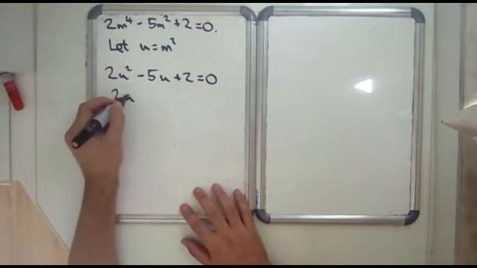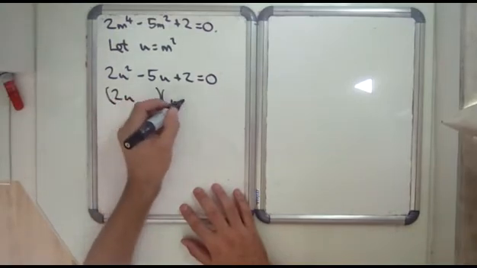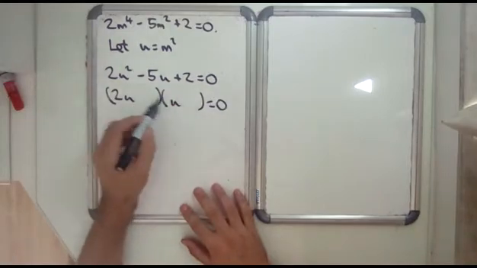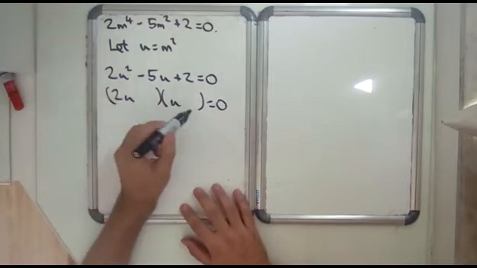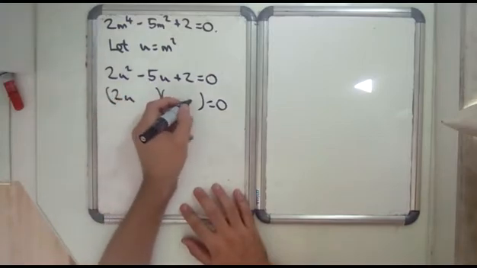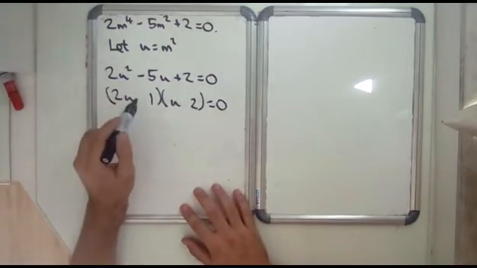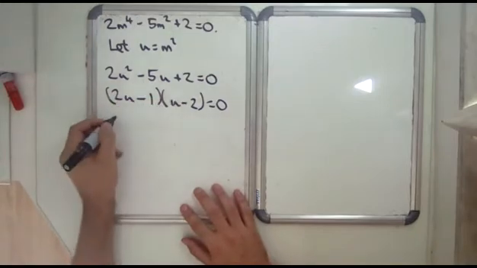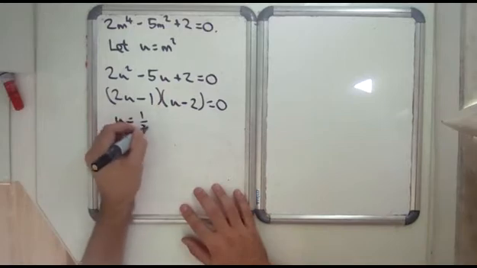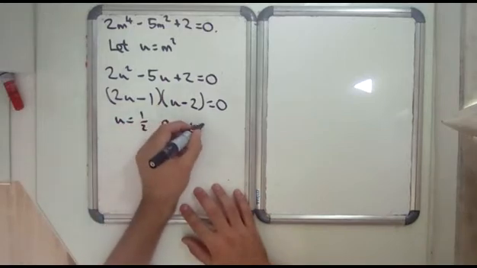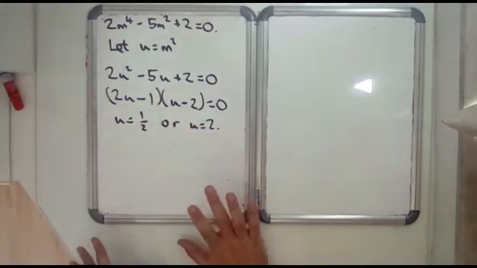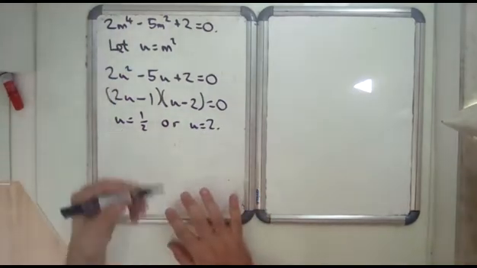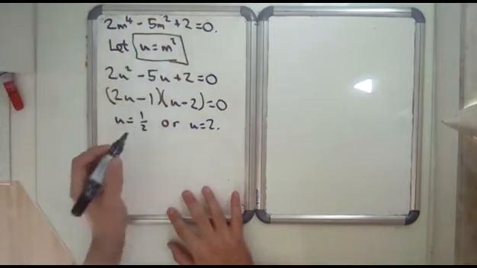So 2U, U, prime number 2, so it's got to be 2 and 1 somewhere. 2 times 2 is 4, and I'm trying to get to 5, so I think that's going to work. Minus times a minus is a plus, and then I want the negative here, so something like that. So U equals a half, or U equals 2, right? But remember, the equation isn't asking me what U is, it's asking me what M is. So now you can substitute back in.